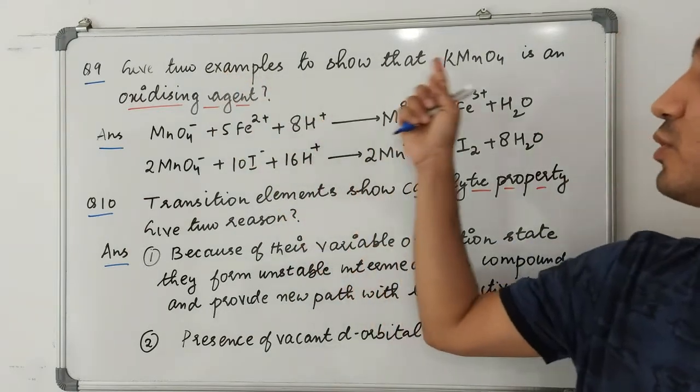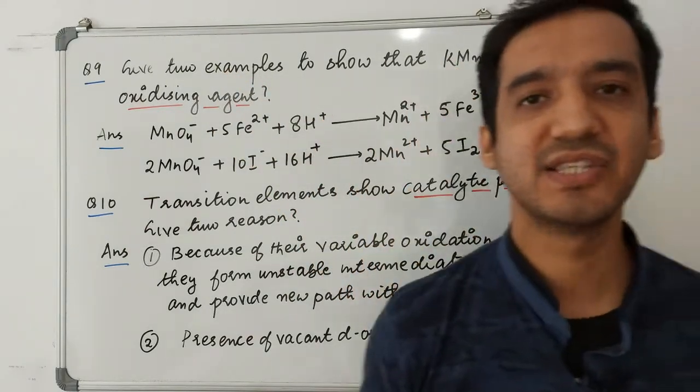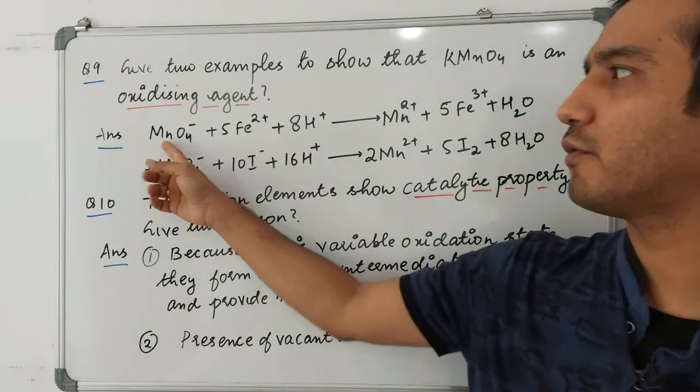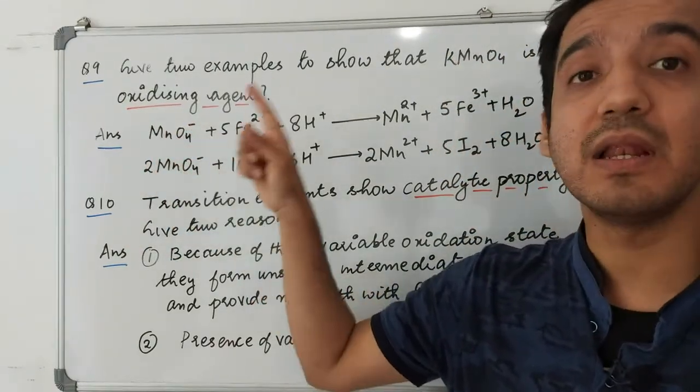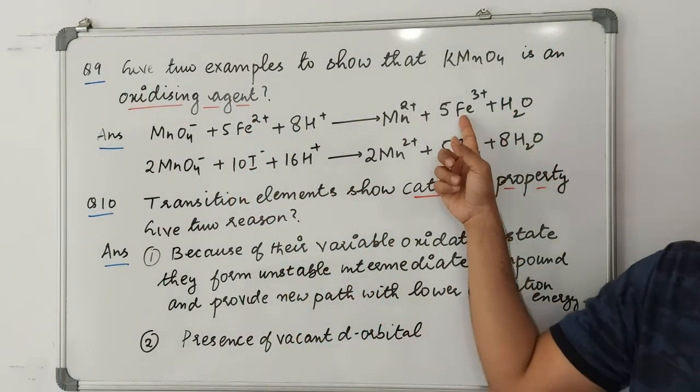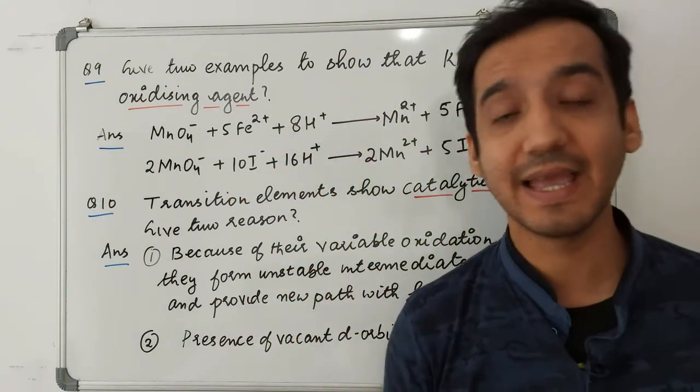Give 2 examples that show KMnO4 is an oxidizing agent. An oxidizing agent is a compound which oxidizes the other compound. Suppose you have MnO4 negative, it will oxidize ferrous, which is Fe2 plus, to the ferric Fe3 plus. So it acts as an oxidizing agent.